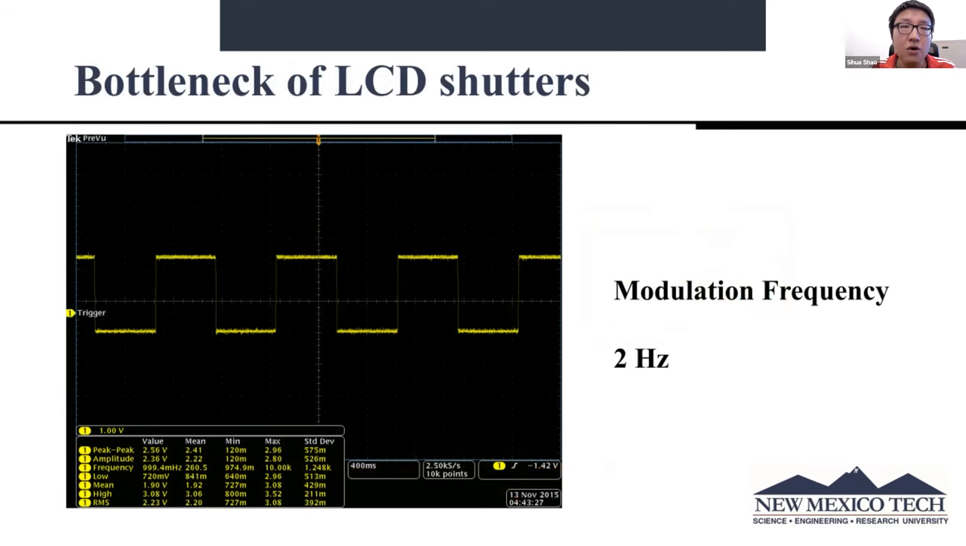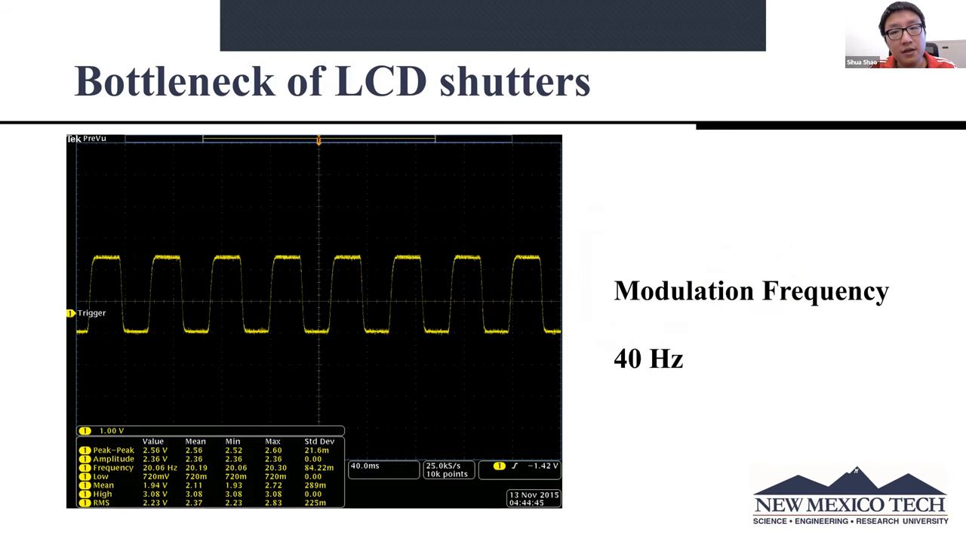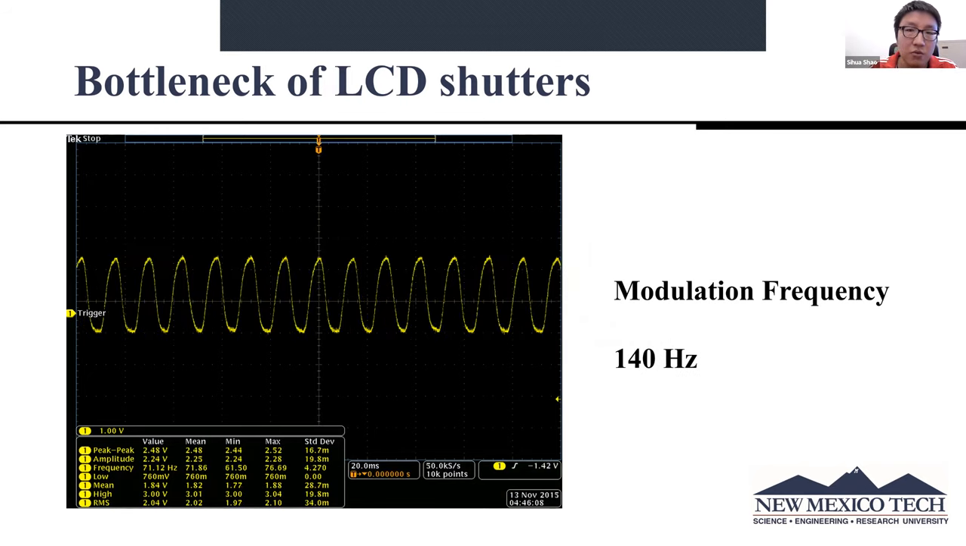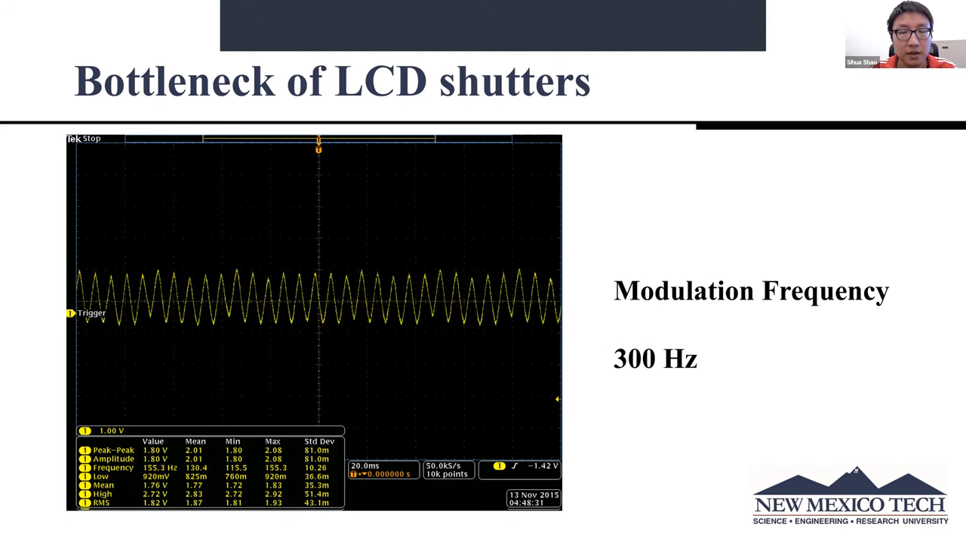First, we check the 2 Hz. 2 Hz gives us a very nice looking square wave. What happens at 10 Hz? Still a square wave. 40 Hz, probably not. 100 Hz, kind of a sinusoid though. 140 Hz, close to a sawtooth. 200 Hz, pretty much a sawtooth. 300 Hz, a sawtooth, and it's fluctuating. This sawtooth is not even stable.